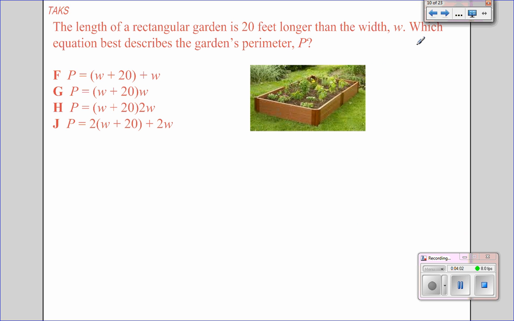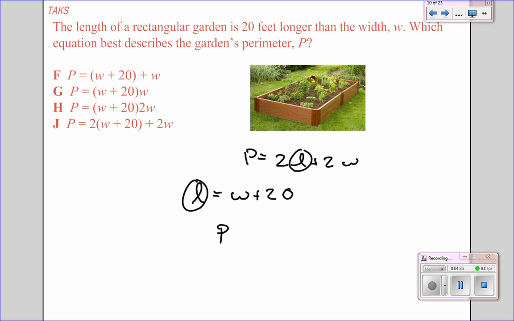All right, the length of a rectangular garden is 20 feet longer than the width. Which equation best describes the garden's perimeter? So remember, perimeter is 2L plus 2W. If we know that the length is, remember, is means equal, 20 feet longer than the width, so 20 feet longer would mean W plus 20. Then instead of writing L here, I can say P equals 2 times W plus 20 plus 2W. And that is going to be answer choice J.